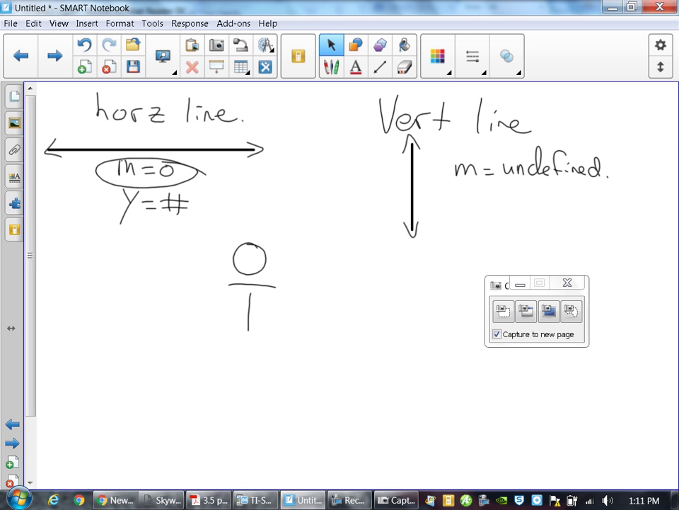The reciprocal of this would be 1 over 0. When 0 is down here, this is undefined. You get that error message on your calculator. You cannot divide anything by 0.